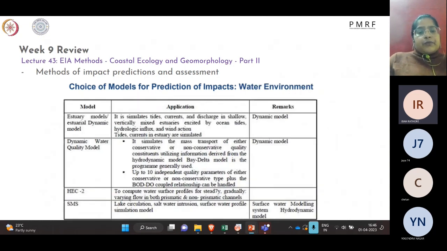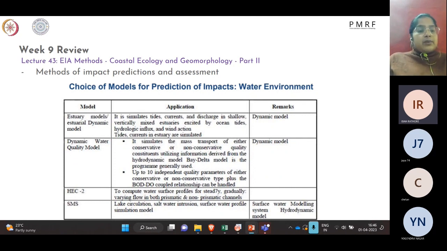And then for water environment, we have the estuary models or the estuarial dynamic models, which simulate the behavior of tides, currents, and discharge in the water bodies, which are again excited because of the ocean tides, the hydrological influx and wind action together. So you can simulate all of these parameters. So this is a dynamic model where all of these different parameters can be simulated together and the impact can be studied.